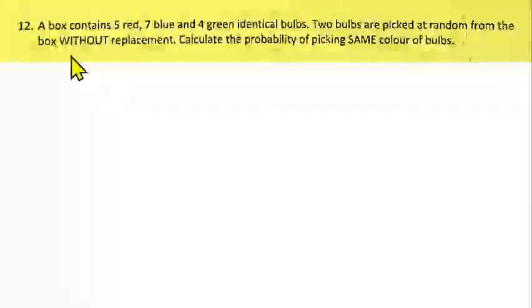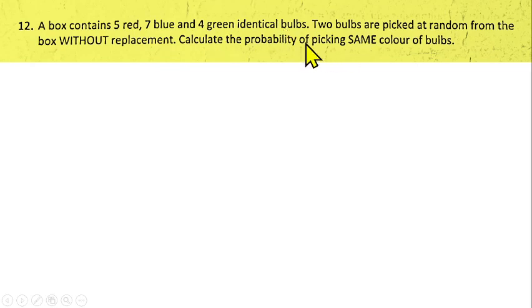Question number 12 is from probability. A box contains 5 red, 7 blue, 4 green identical bulbs. 2 bulbs are picked at random from the box without replacement. Calculate the probability of picking the same color of bulbs.